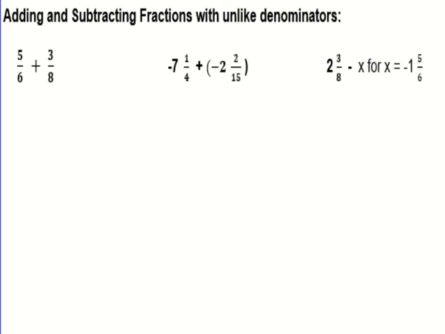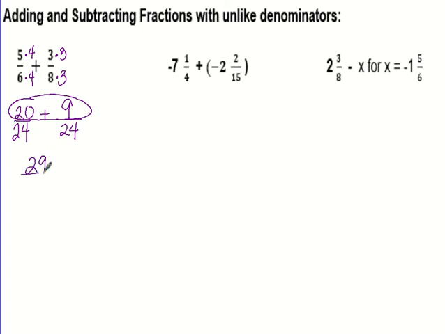So if you look at your multiplication chart, 6 and 8 both can multiply to get to 24. 6 gets multiplied by 4. Notice I do it to the top and the bottom, so this becomes 20. This one can be multiplied by 3, and so we get 9. Once the denominators are common, you can then just deal with the numerators. We get 29 over 24.